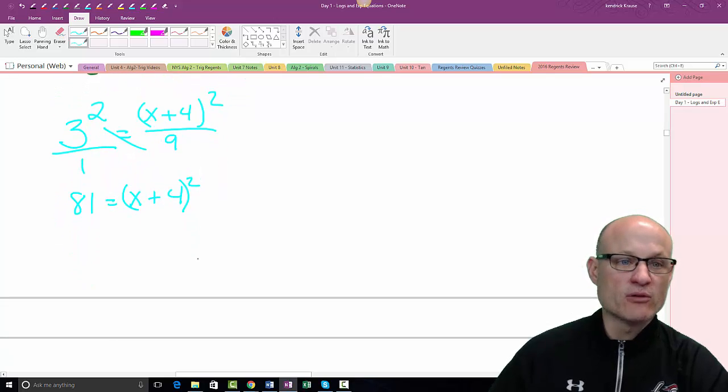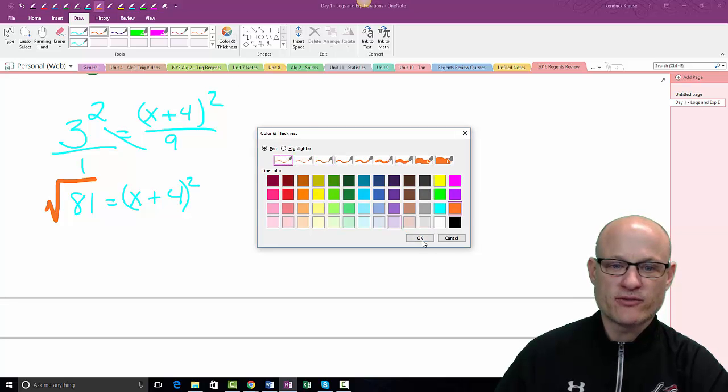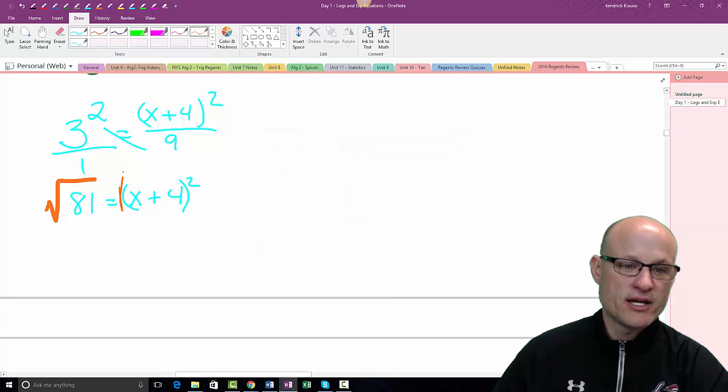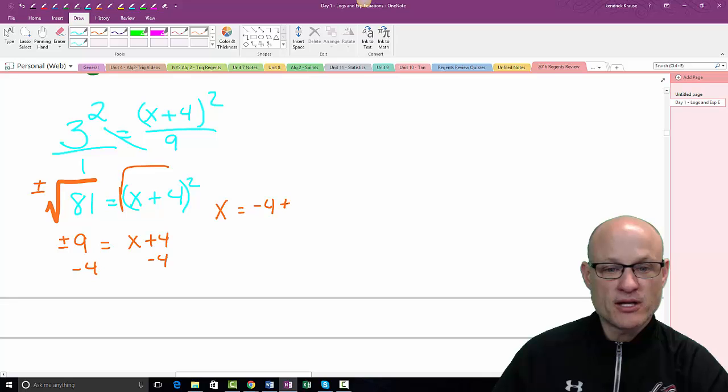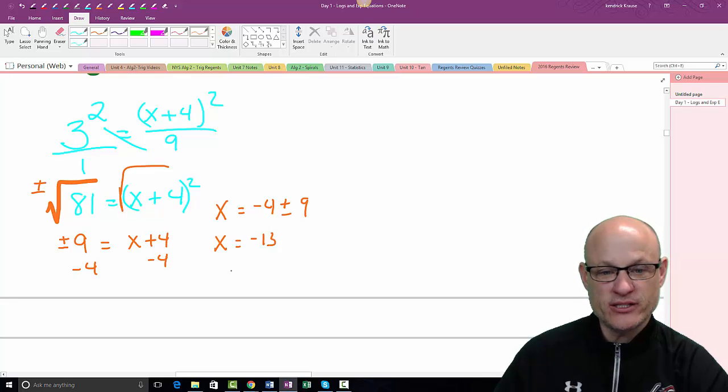At this point, I would just take the square root of both sides. I'll take the square root of this side, and I'll take the square root of this side. But when you take the square root of this side, you got to put a plus or minus. So I get 9 is equal to x plus 4, plus or minus 9. Subtract 4, subtract 4. So I get x is equal to negative 4 plus or minus 9. So x is equal to negative 13, or x is equal to 5.